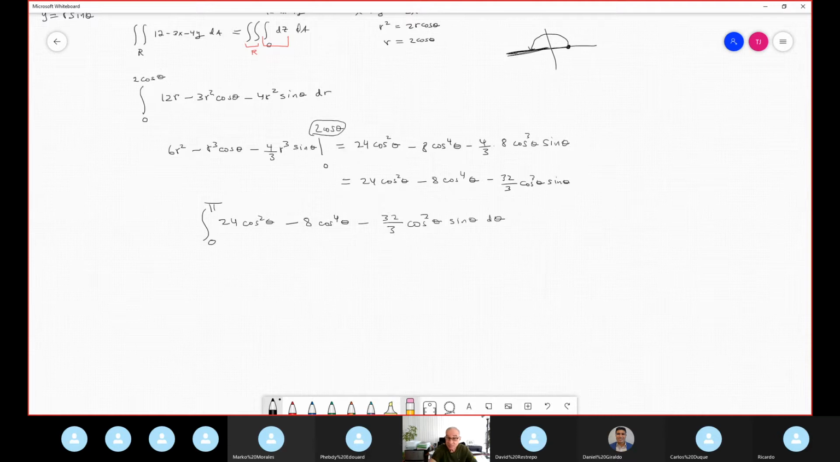But in the test, no. In the test, you need to show me the work. Fortunately, I don't put this example in the test.